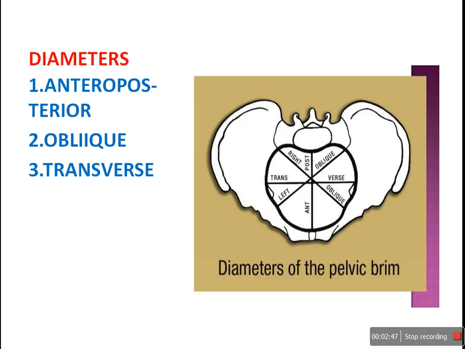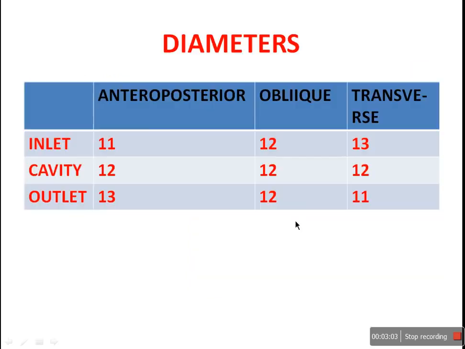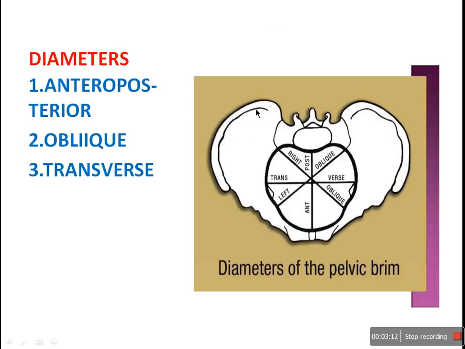Actually, there are some anatomical points, but we are not going to discuss all those things here. It is a little confusing, and for exam purposes it is not that important. So I am just giving you an idea of what is anterior posterior, what is oblique, and transverse. Here we can see the anterior posterior, oblique, and transverse diameters. These diameters are different at different areas.